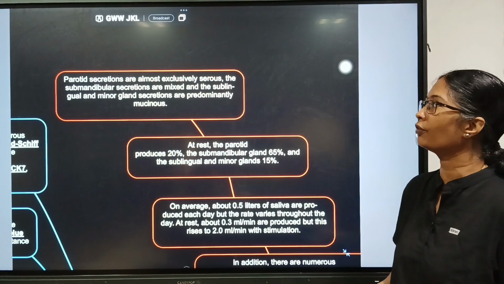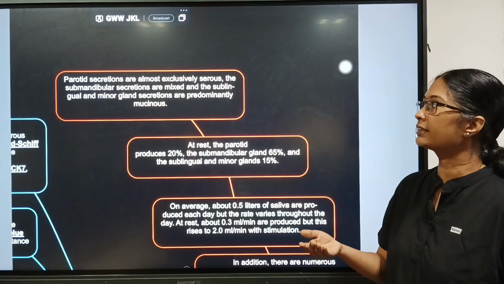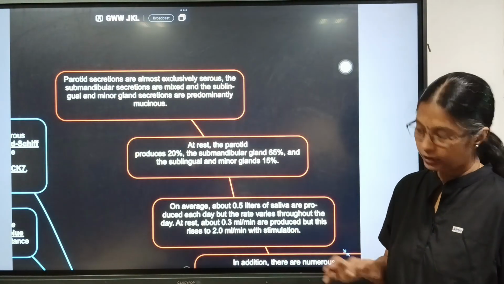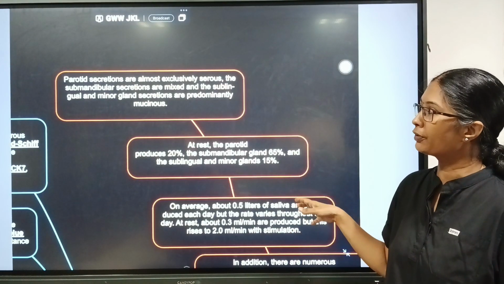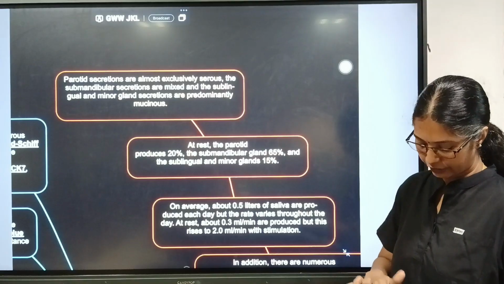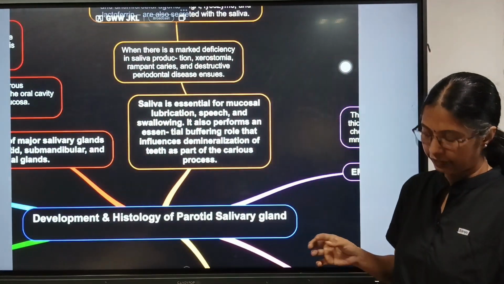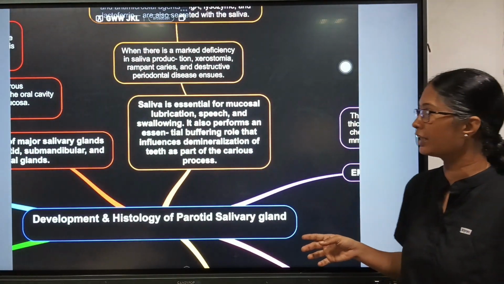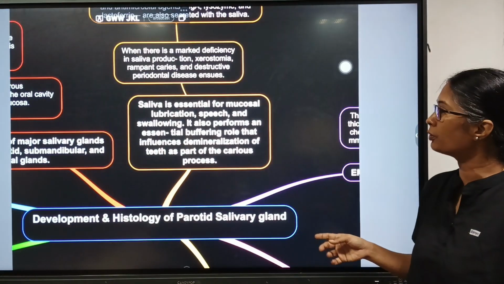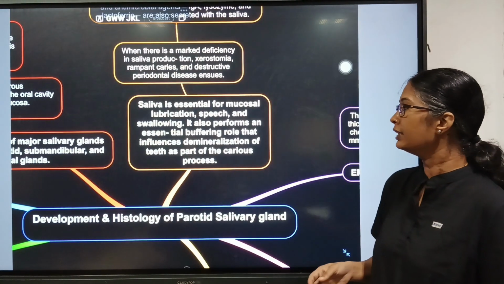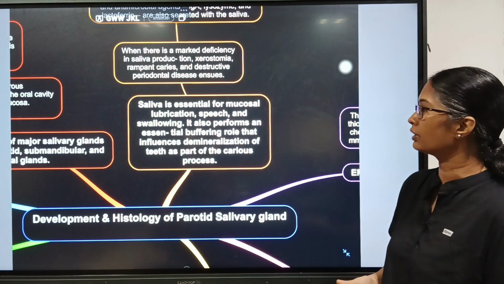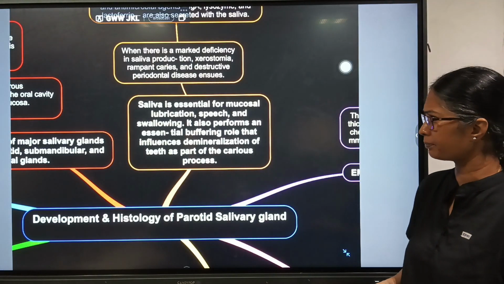So we know saliva is of two types, the serous secretion as well as mucinous secretion. Now we are going to talk about the parotid gland, which is mostly serous secretion. So what is saliva? Saliva is essential for mucosal lubrication, speech and swallowing. It also performs an essential buffering role that influences demineralization of teeth as part of the caries process.